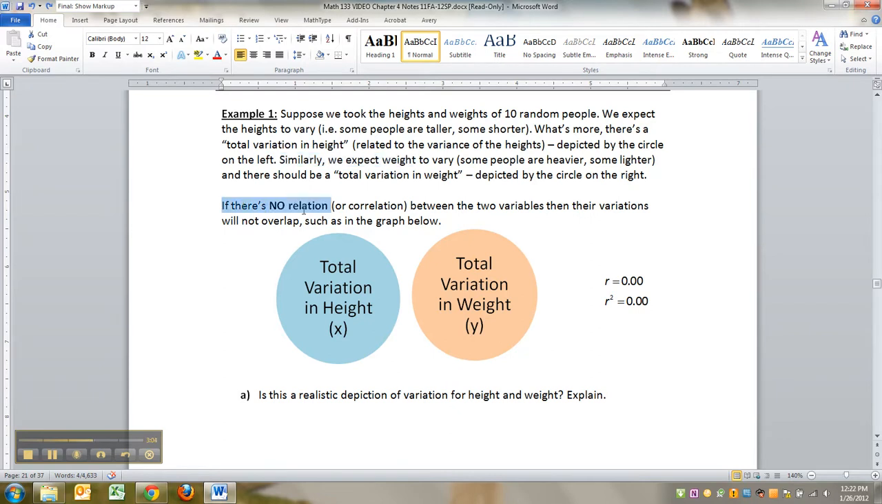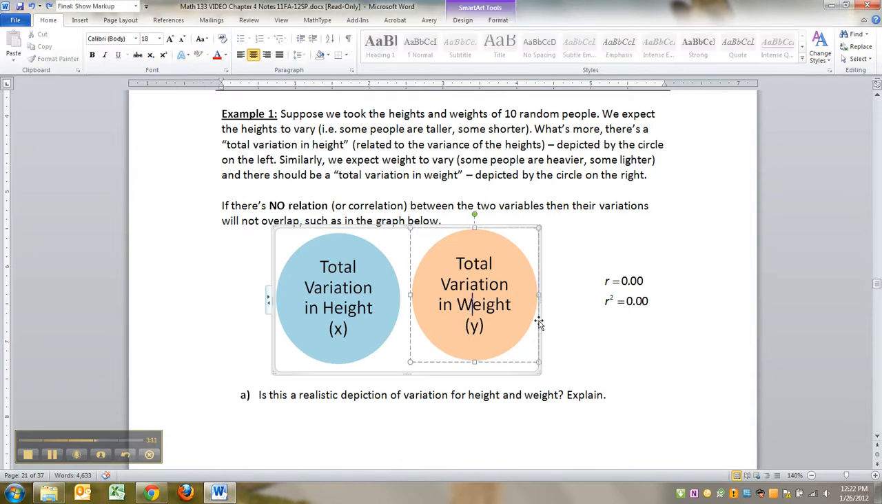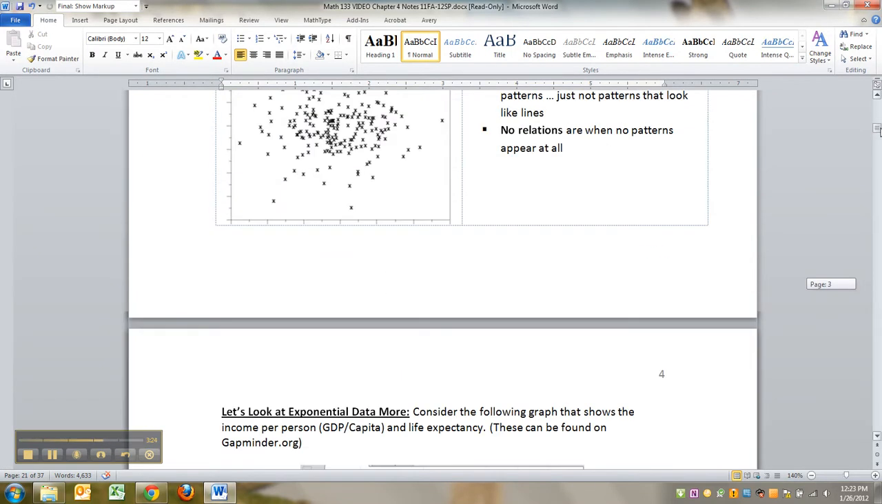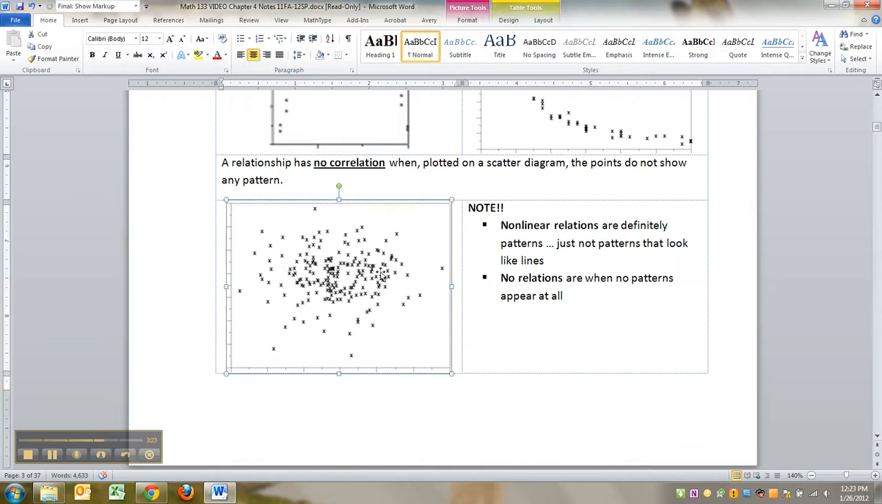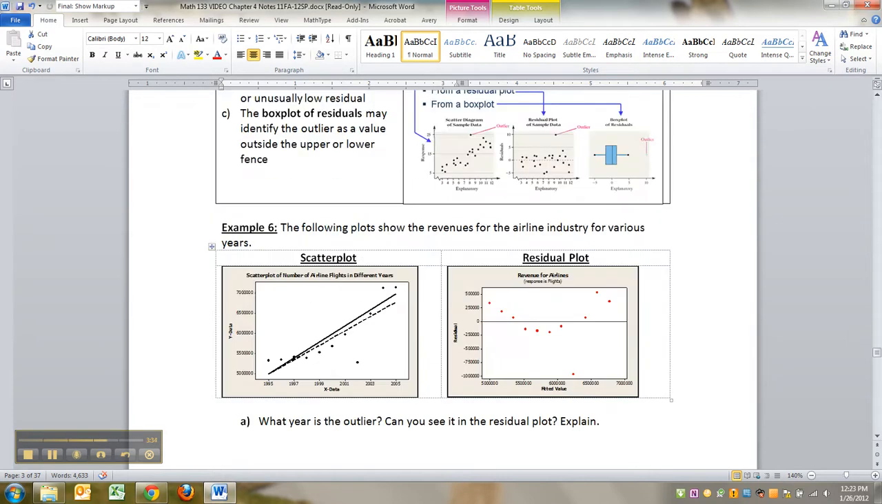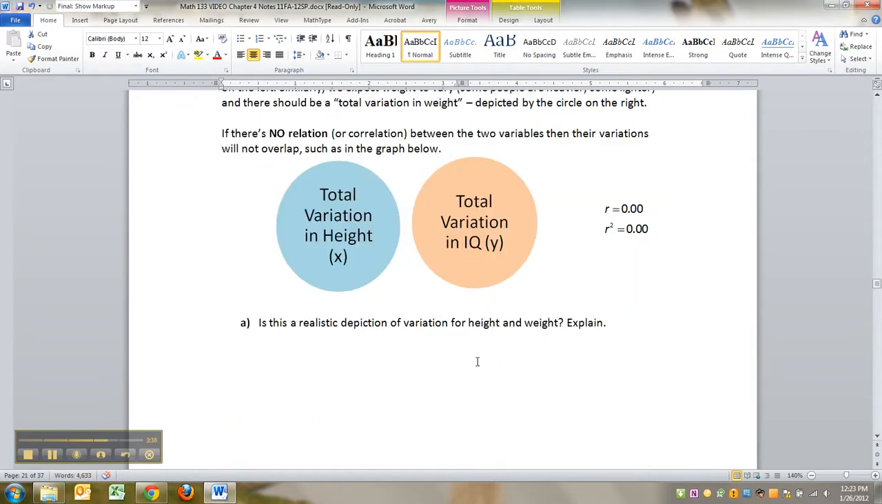All right, if there's no correlation whatsoever between the two variables, then they're not going to overlap at all, like height and IQ. There's no relationship there at all. So something like that, right? And then that would be 0. R squared would be 0, R would be 0. As a matter of fact, we saw graphs for those way back here, right there. So terrible, terrible R squared, everything's crappy.